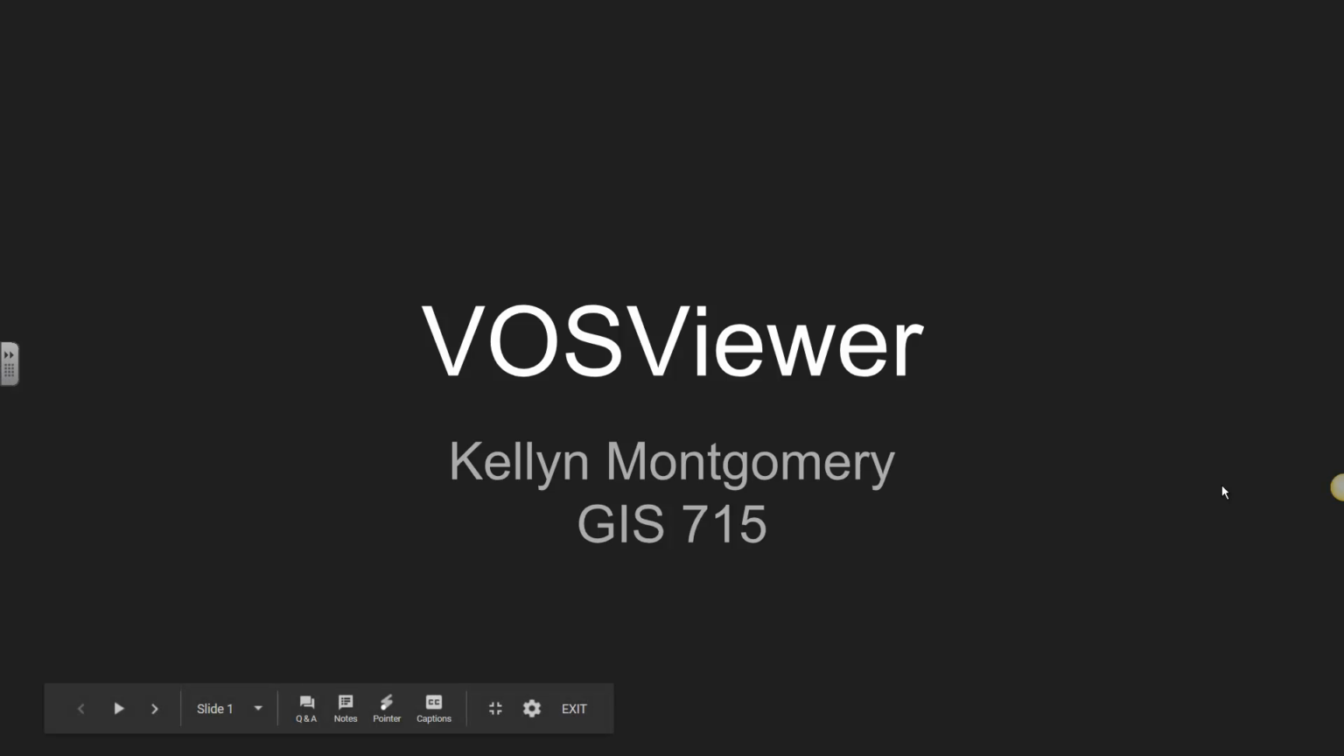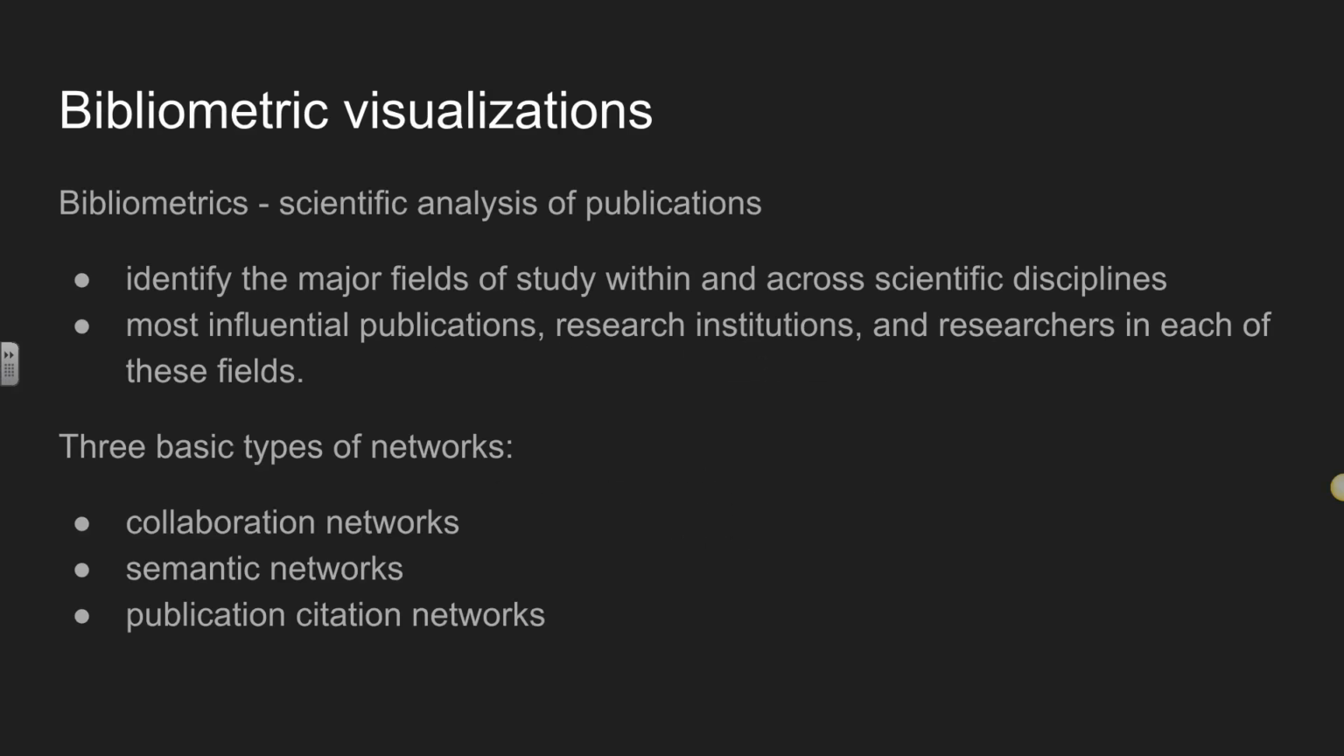Okay, so I was going to show you guys VosViewer. It is an open source application that's been developed by a research team in the Netherlands, and its purpose is to visualize bibliometric data. This is a whole subdiscipline of science. The idea is to use data about publications to understand the major fields of study within and between scientific disciplines, and then understand what the most influential publications are, who the authors are, and what the research institutions are.